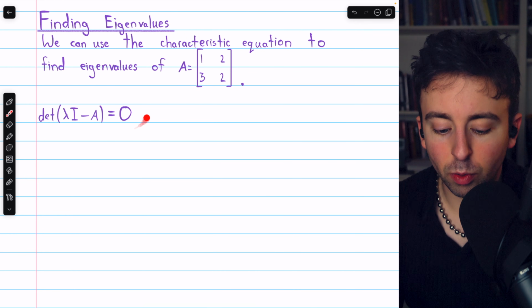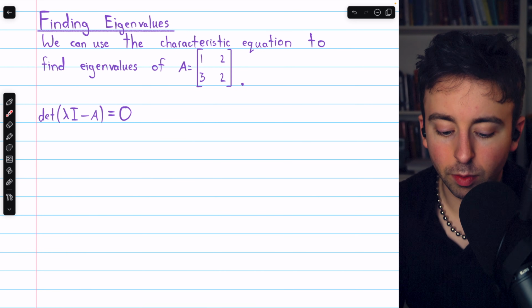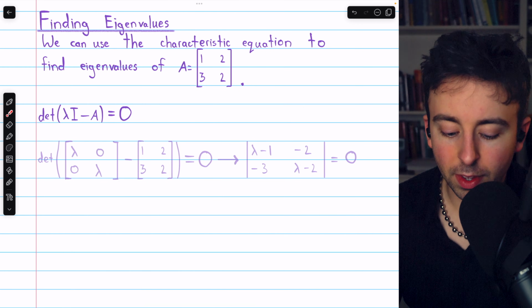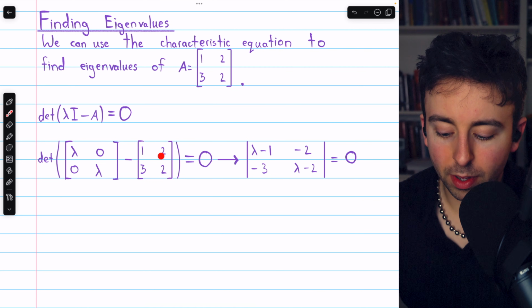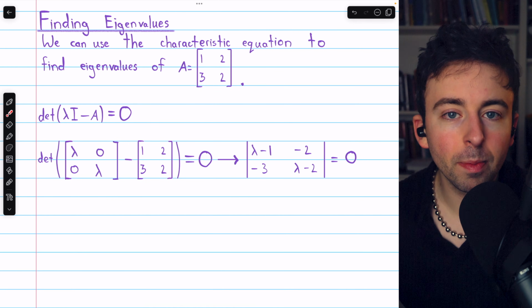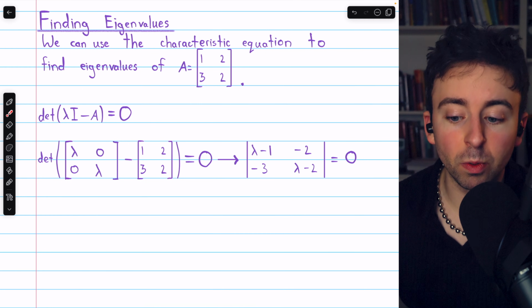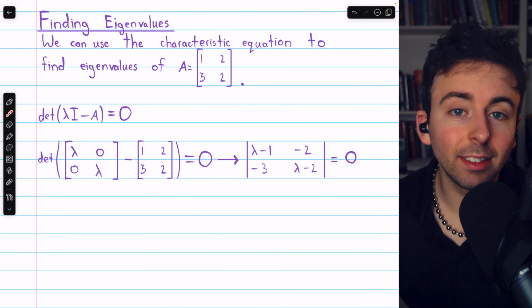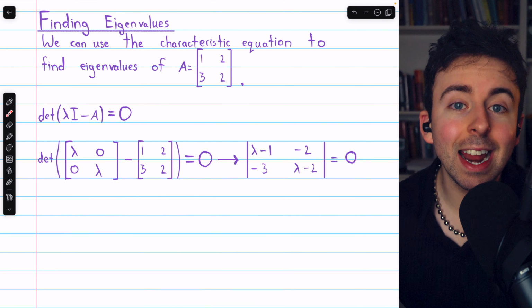So this is the equation we are considering, the determinant of lambda I minus A. This is set equal to 0. This is lambda times the identity, and we are subtracting A. So this leads to this matrix here, and we're taking the determinant. This determinant must equal 0. Any lambda value that results in this determinant being 0 must be an eigenvalue.